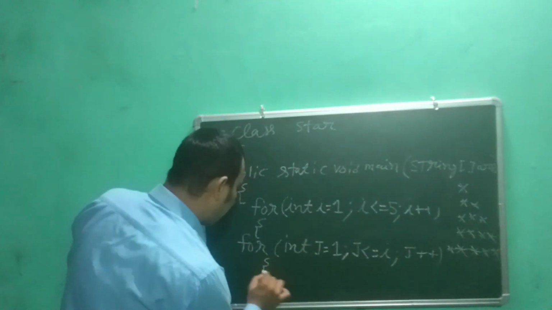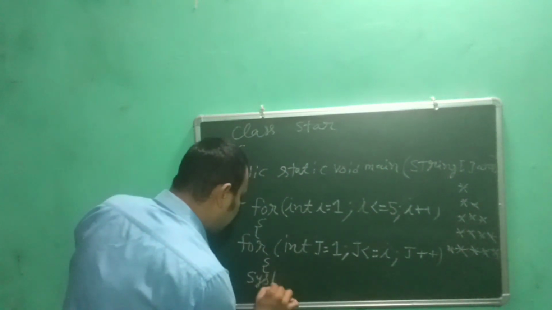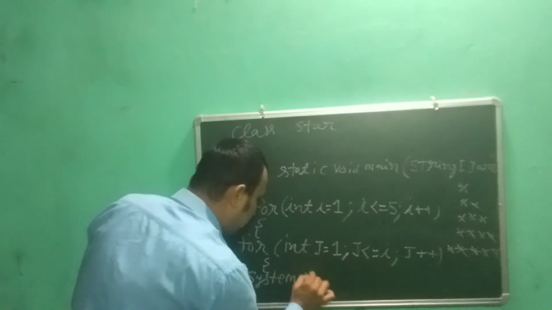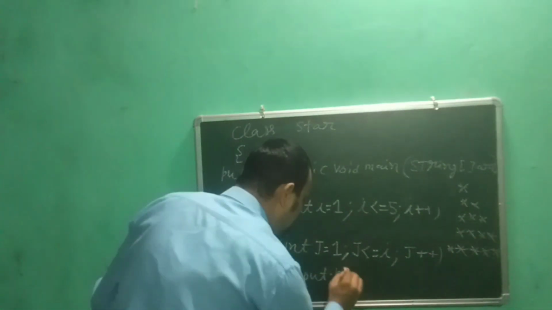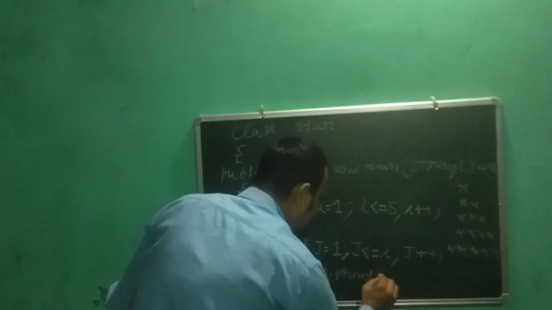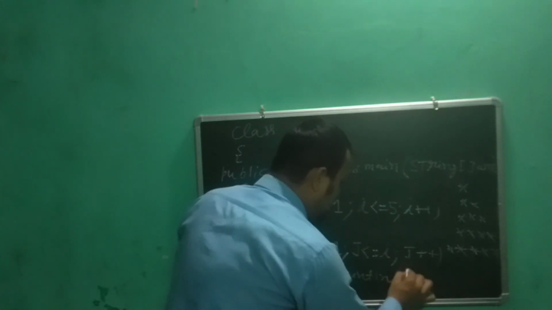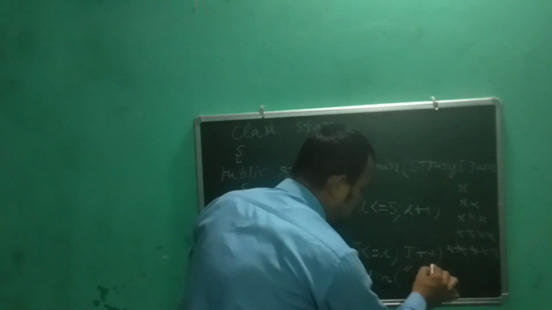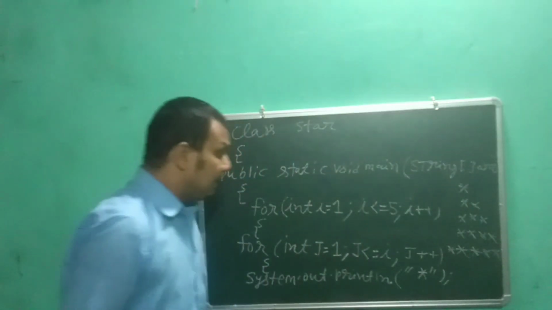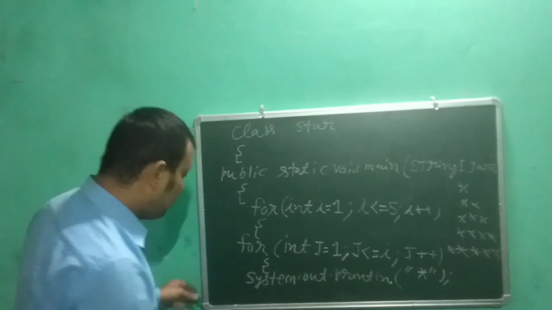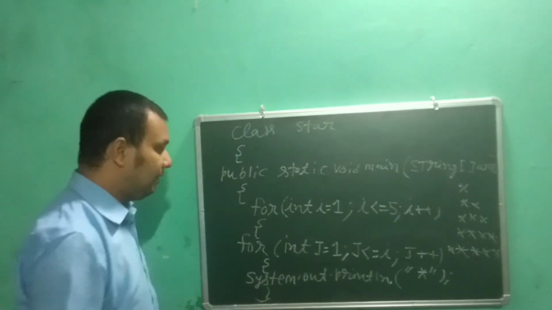Okay, and after that we have to write what? System.out.println. After this we will be writing what? The star in double quotes. Okay. After this we will close it.